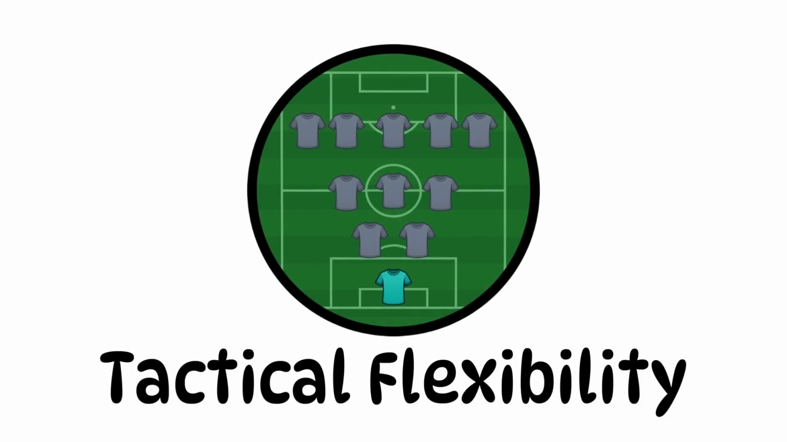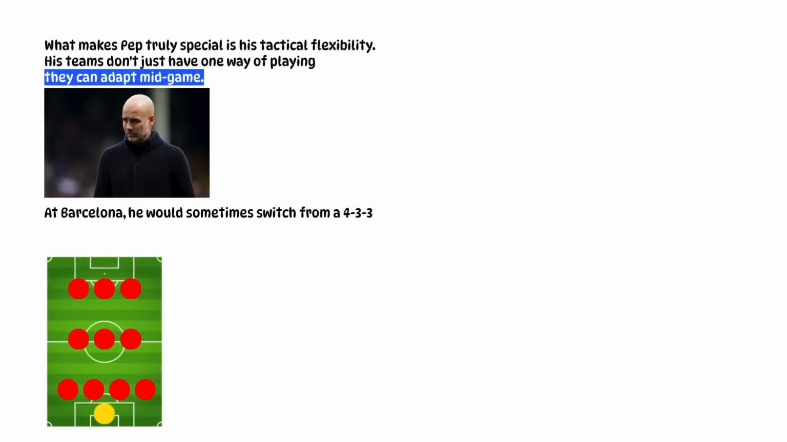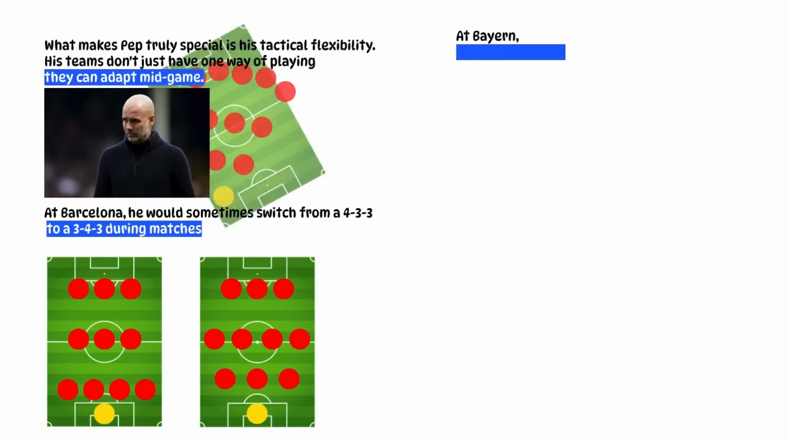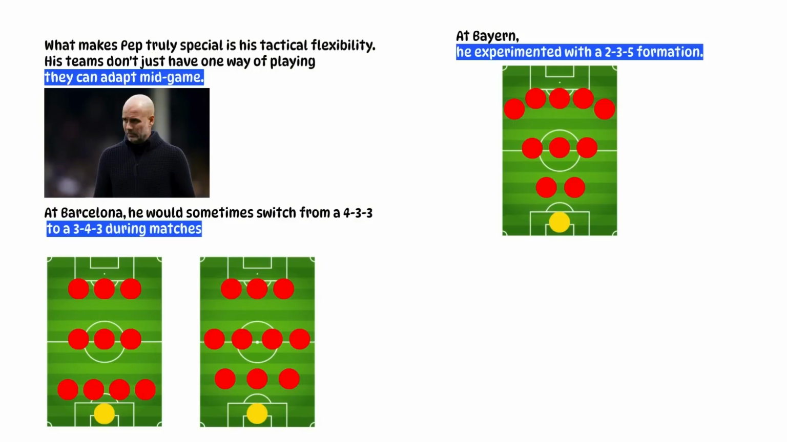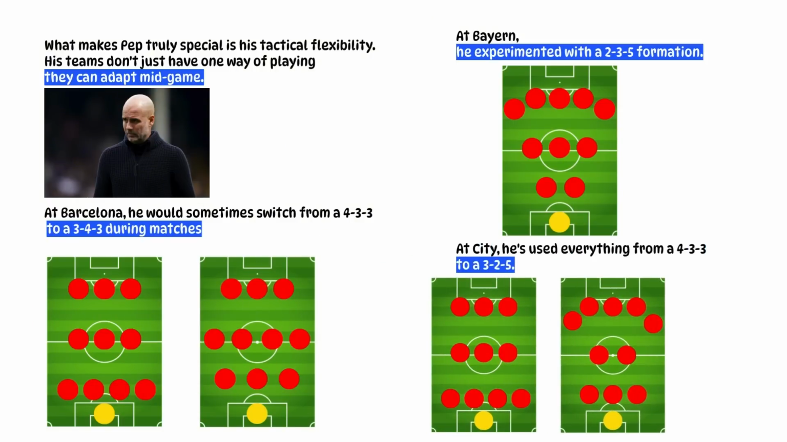Tactical flexibility. What makes Pep truly special is his tactical flexibility. His teams don't just have one way of playing, they can adapt mid-game. At Barcelona, he would sometimes switch from a 4-3-3 to a 3-4-3 during matches. At Bayern, he experimented with a 2-3-5 formation. At City, he's used everything from a 4-3-3 to a 3-2-5.